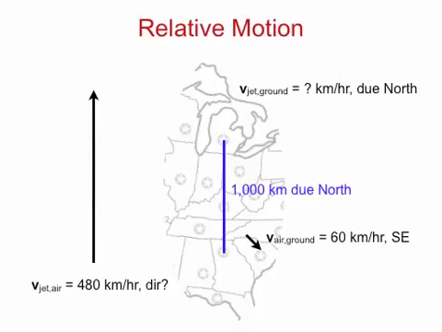In fact, that's one of the things we're supposed to calculate. Finally, there's the velocity of the jet relative to the ground. We're not told how fast that should be. That's another thing we'll need to calculate. But we do know that it should point due north from Atlanta to Lansing.